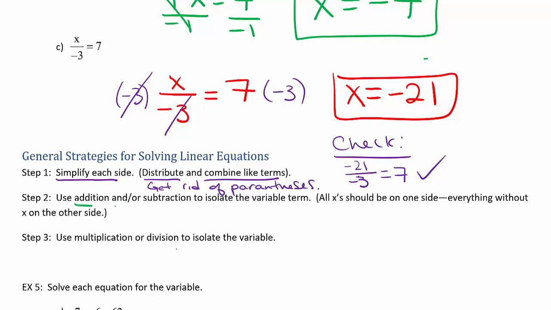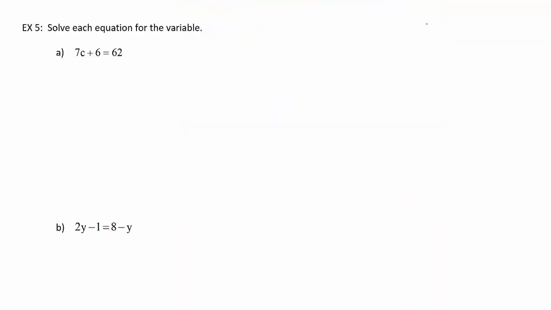Step 2, we're going to use addition or subtraction, basically to move terms around. The main idea is we want the x's on one side and everything without x on the other side. And then we always finish the problem with multiplication or division to get that x completely by itself. So let's see how this works with some examples.